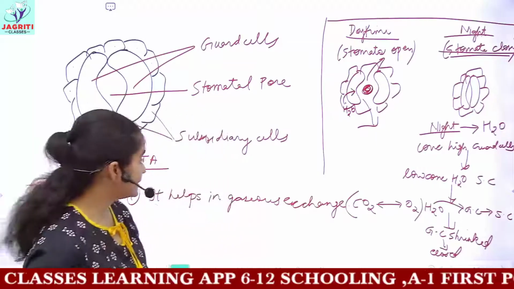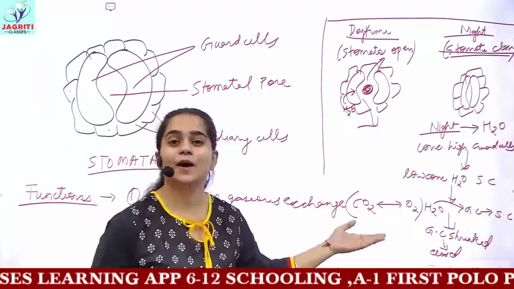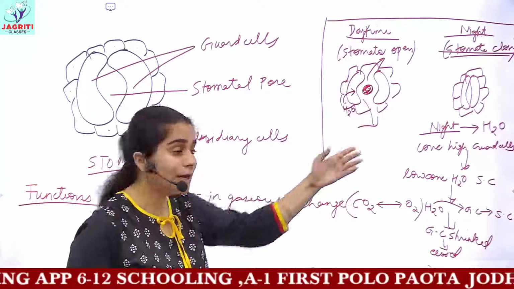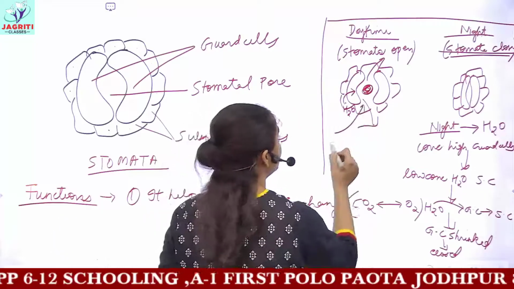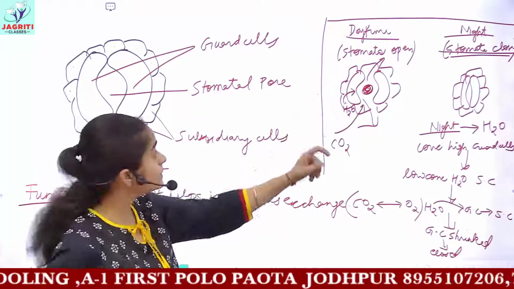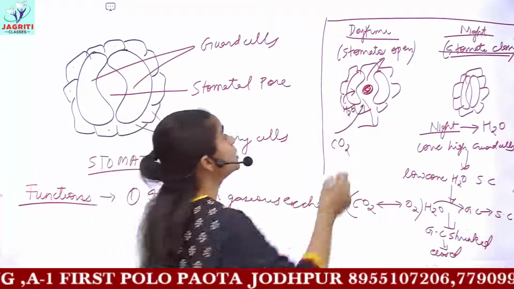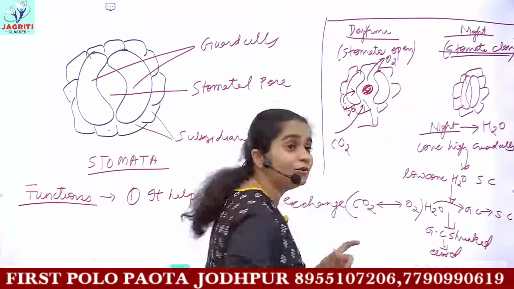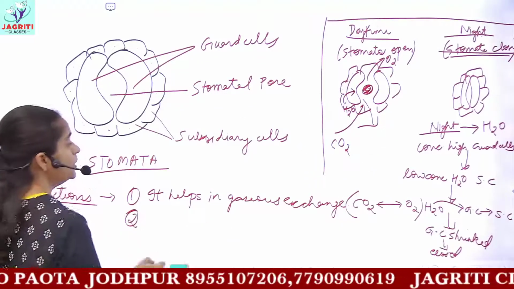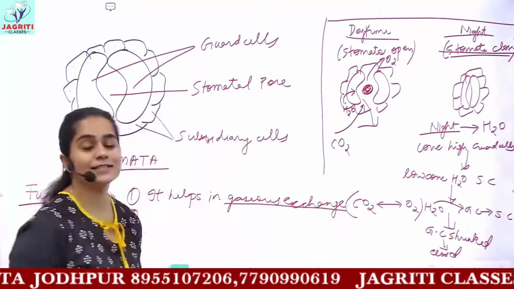That is, the gas CO2 is required during photosynthesis. So in the daytime when the stomata open, CO2 gas will move inside through the stomata, and the oxygen which is produced as a result of photosynthesis will move out through the stomata only. So hence we can say that stomata help in gaseous exchange.